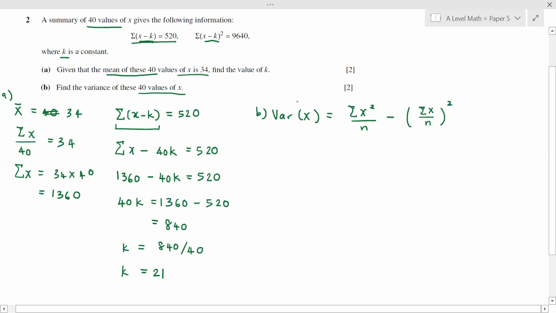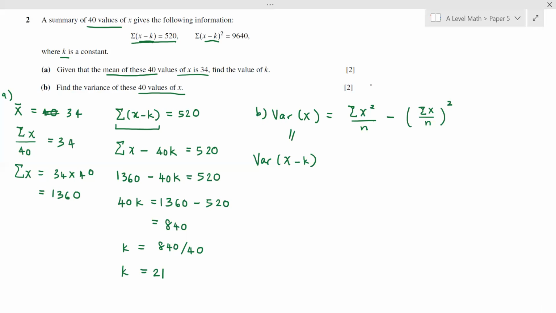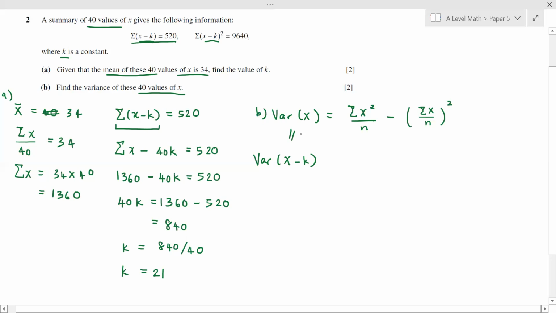Always remember one thing. To find the variance of x, this is actually the same as the variance of x minus k. We have the summary value for x minus k. So finding the variance of x is the same as finding the variance of x minus k. When you subtract k from each and every value of x, you are moving the set of values of x, k units to the left. It doesn't change the spread. It changes the mean, but not the spread. So for this case, these two are the same.